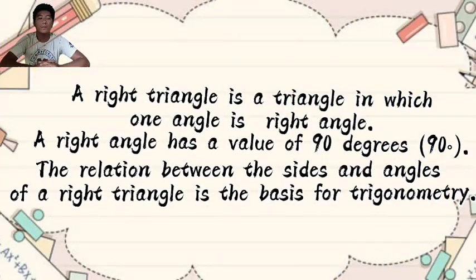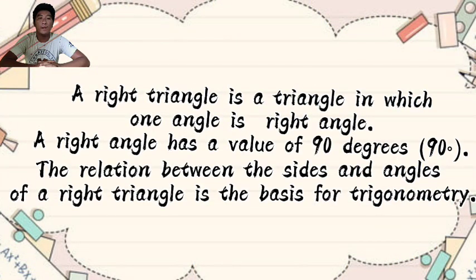So first, let me introduce to you what is a right triangle. A right triangle is a triangle in which one angle is a right angle. A right angle has a value of 90 degrees. The relation between the sides and angles of a right triangle is a basis for trigonometry.